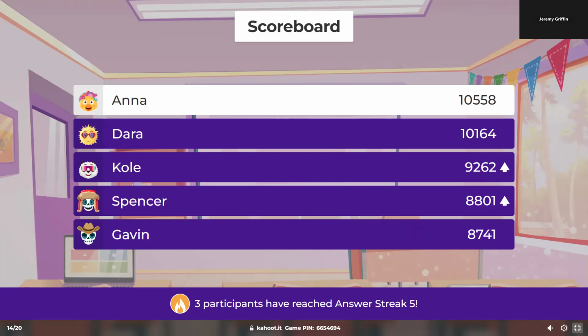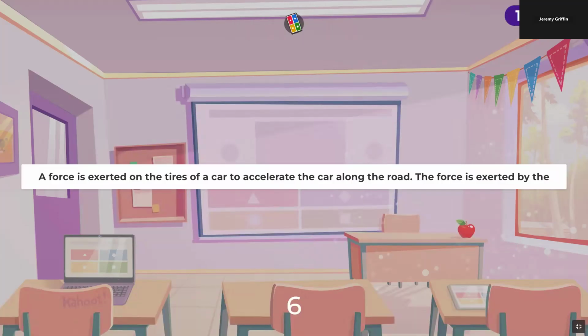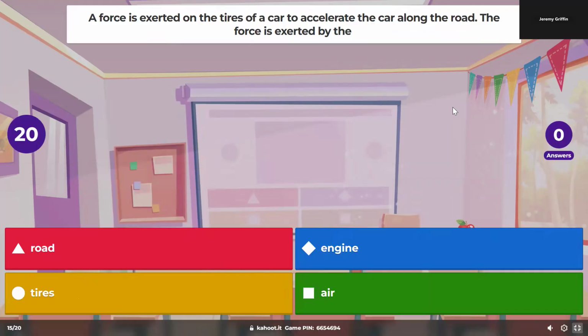A force is exerted on the tires of a car to accelerate the car along a road. This force is exerted by the what object external to the car is actually pushing on the car, allowing the car to move.